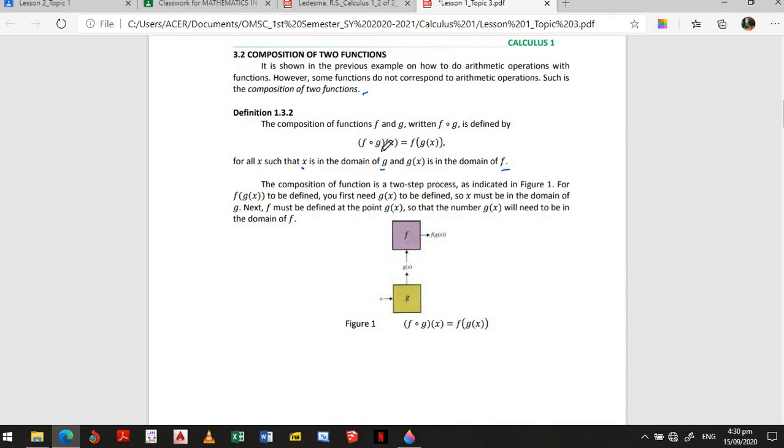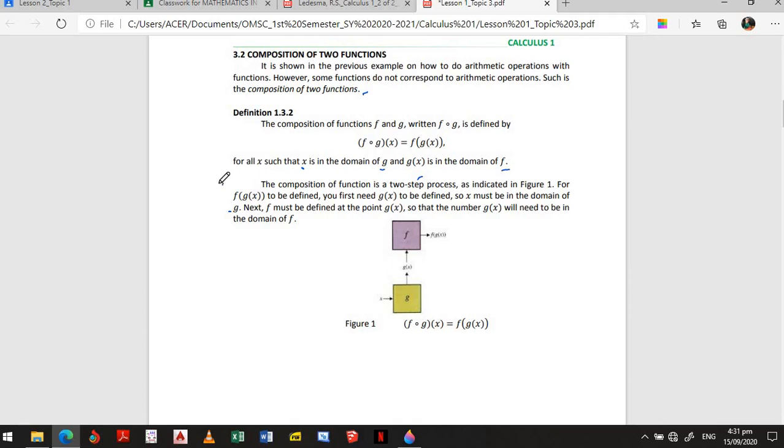So that is the composition of two functions. The composition of f and g of x is equal to f of g of x. The composition of functions is a two-step process, as indicated in figure 1 here. So for f of g of x to be defined, you first need g of x to be defined. So x must be in the domain of g. Next, f must be defined at the point g of x, so the number g of x needs to be in the domain of f.